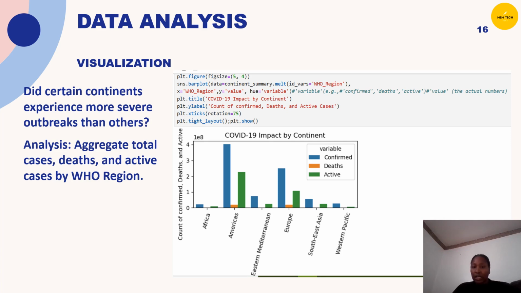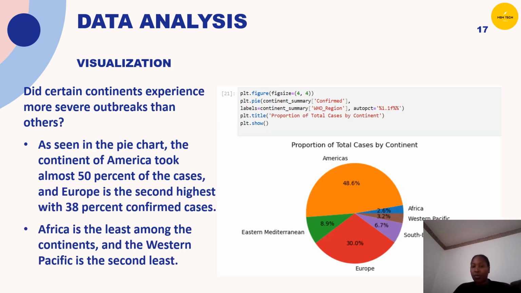As you can easily see in the bar graph, the Americas has a large number of confirmed cases compared to the rest of the continents, and also in deaths and in active cases, the Americas takes the greatest place. So the pandemic has shown its highest impact in the Americas region compared with the other regions.